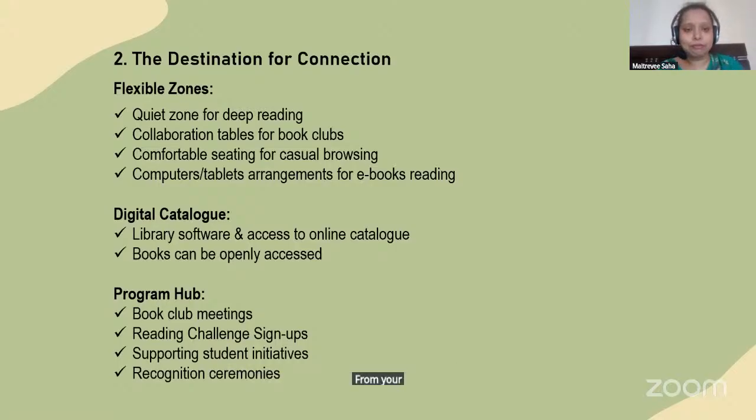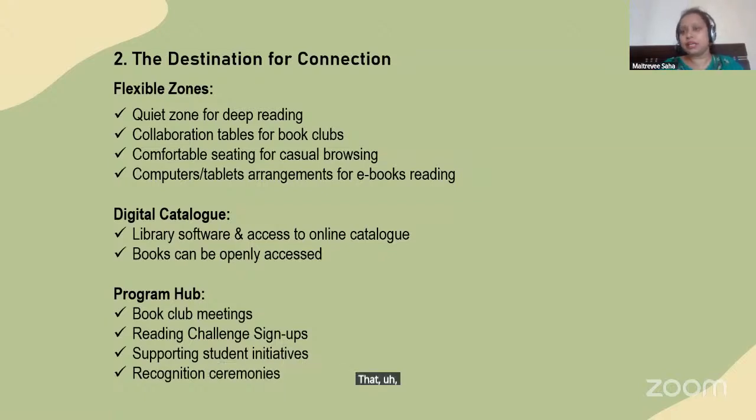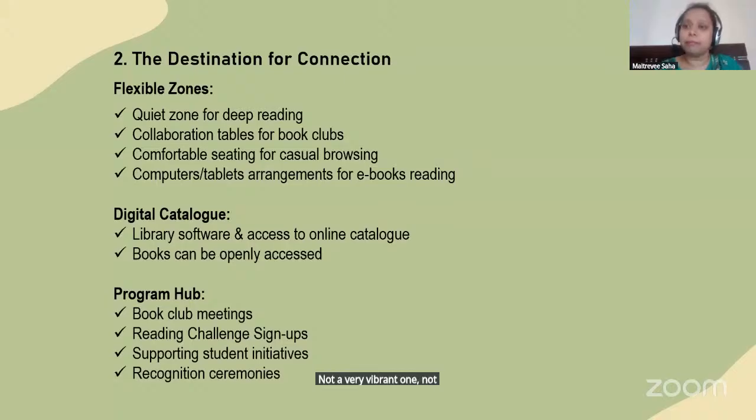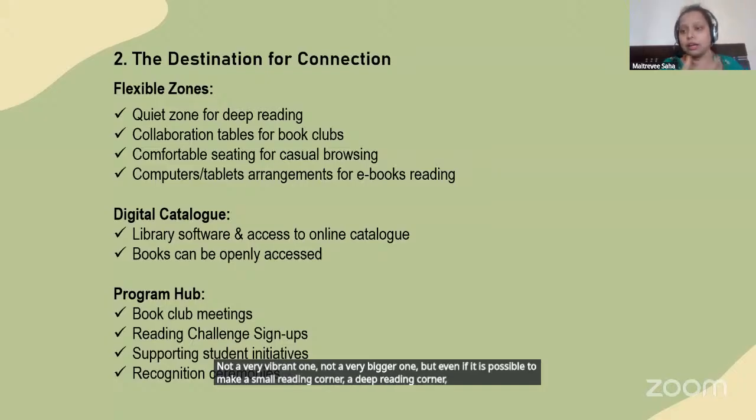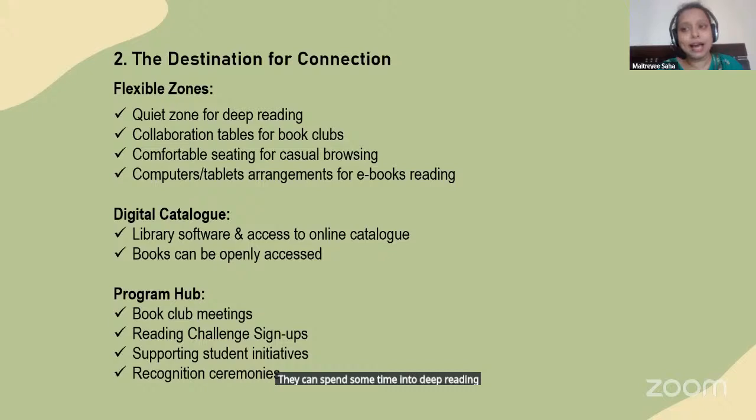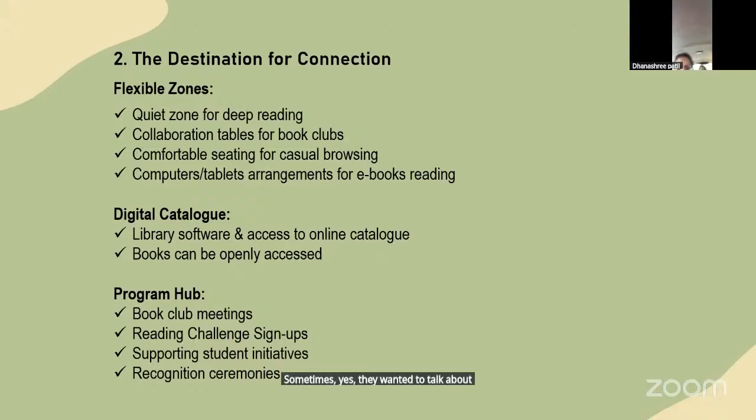Seating arrangements is another thing that I just wanted to talk about. In the library, instead of just having certain tables and chairs, the furniture that will be there, if you can make a small, not a very vibrant or very big one, but even a small reading corner, a deep reading corner, where students can go and spend some time in deep reading, I think they will like it. And sometimes, yes, they want to talk about the books.